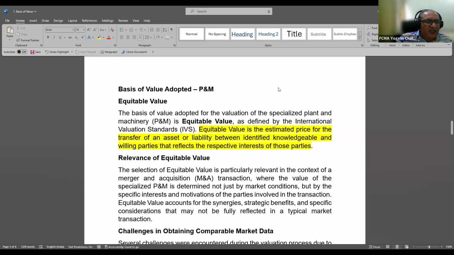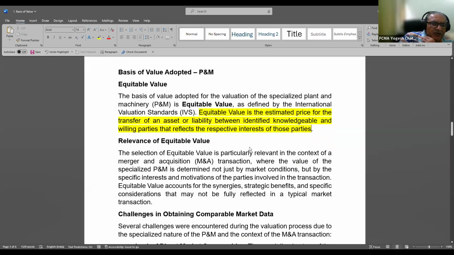At the time of valuation, the parties are already identified. These are the shareholders of HDFC and HDFC Bank. That is the main difference between market value and equitable value. And once parties are identified, you can apply more professional judgment. You can have more considerations as part of your valuation assignment. So equitable value is the estimated price for the transfer of an asset or a liability between identified knowledgeable, willing parties that reflects the respective interests of those parties.